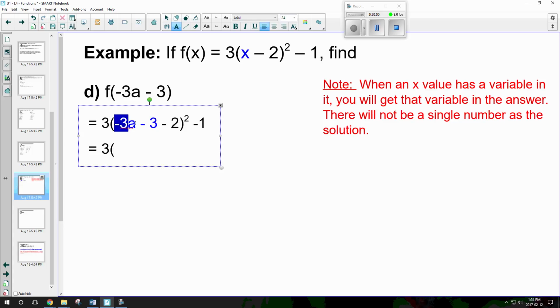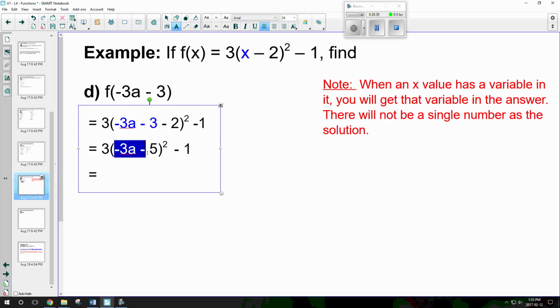Inside our bracket, we look at what like terms we have. We have the negative 3 and the negative 2 that are like terms, so we can put them together. So we still have a negative 3a, but now minus 5, and it's still all squared, and then minus 1. When we look inside our bracket, there's nothing else we can simplify because one has a variable and one doesn't. They're not like terms, so we can't put them together.